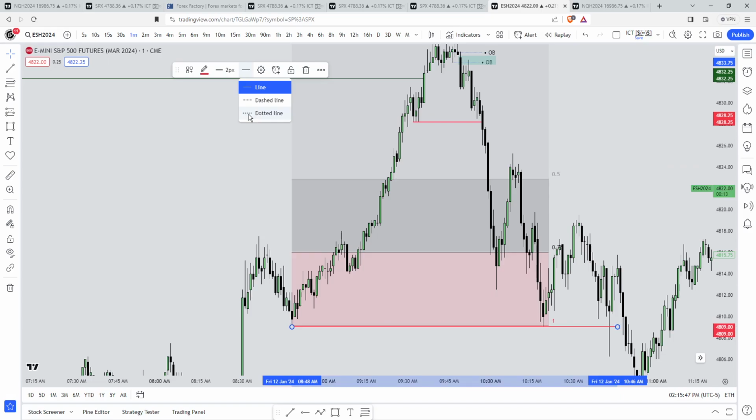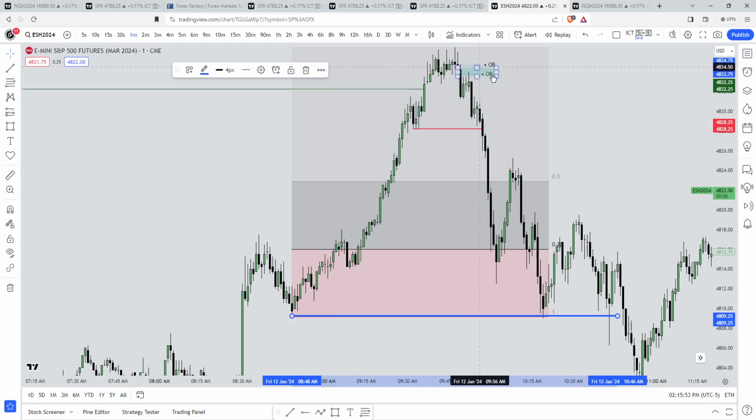I'll make it blue. Let's say I'm targeting this sell side liquidity and I got short in this change in the steady delivery. Once price reaches towards 50% of the move, this is an area where I could trail my stop.